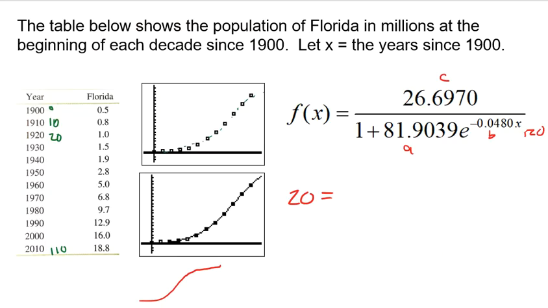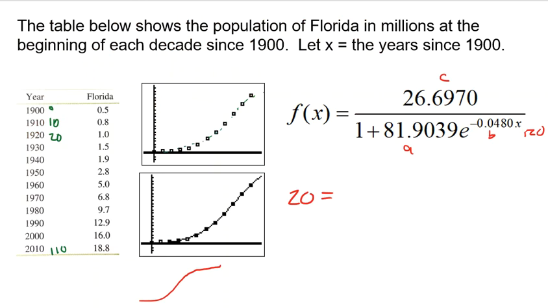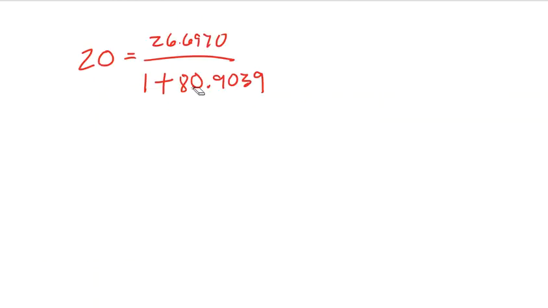So we have 20 million equals 26.6970 on top, divided by 1 plus 81.9039. Sorry, did I type that right? It's 81.9039. Again, I'm trying to copy here. I should have had it ready. And then here comes the tough part: e to the negative 0.0480x. All right, now how do we solve this one?